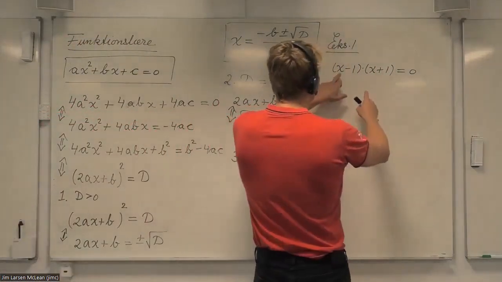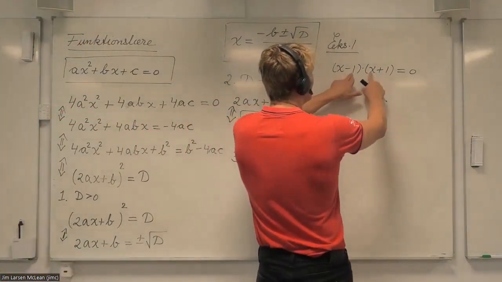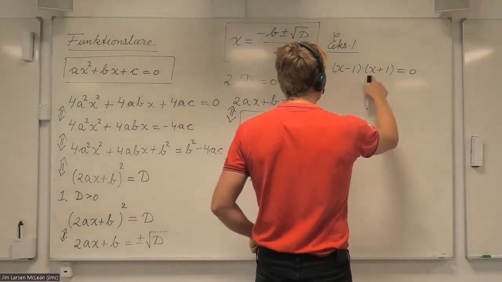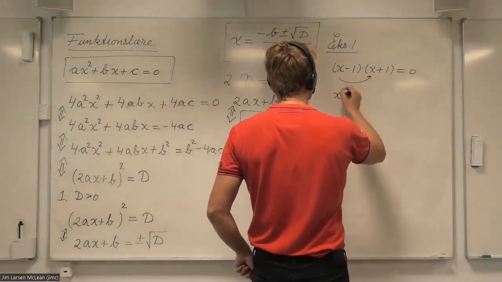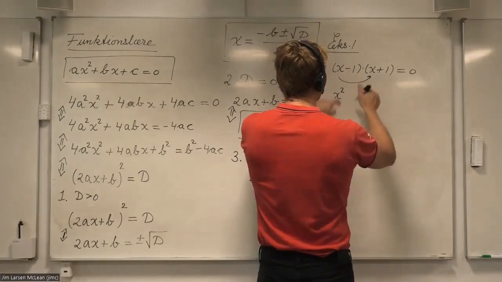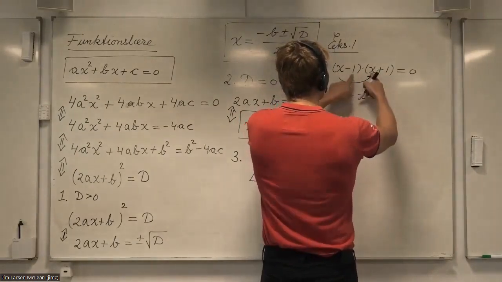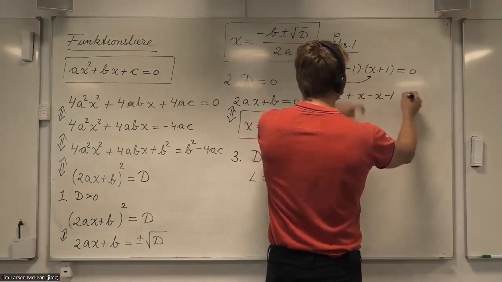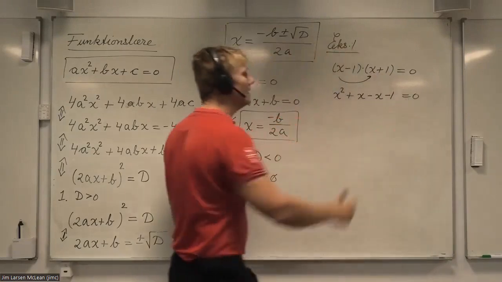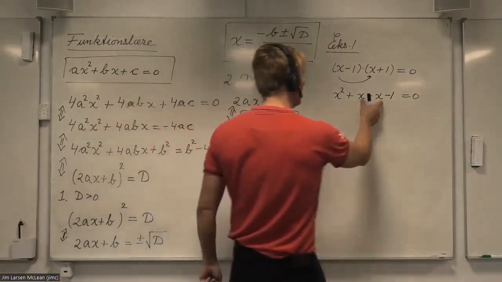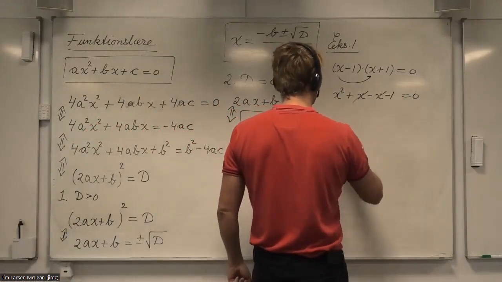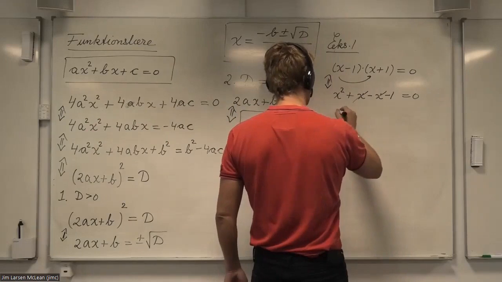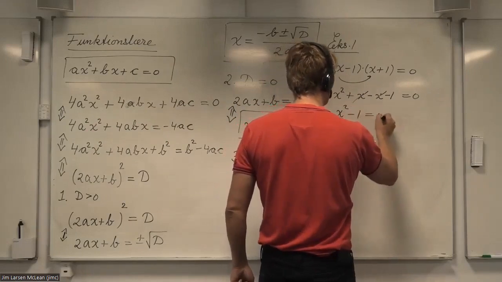Well, if I multiply this one by that one, I get x squared. And this one by that one, I get plus x. And this one by that one, I get minus x. And this one by that one, I get minus 1. So we can combine the terms, and basically it just says x squared minus 1 equals 0.